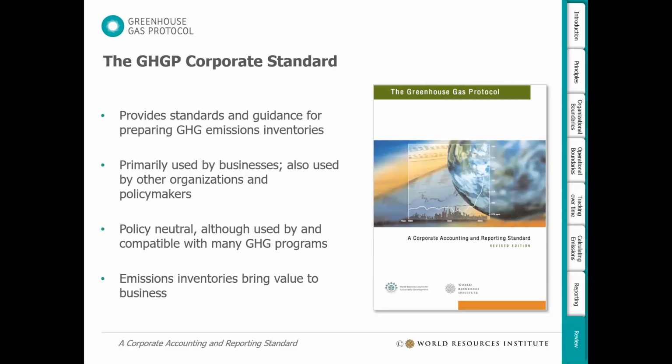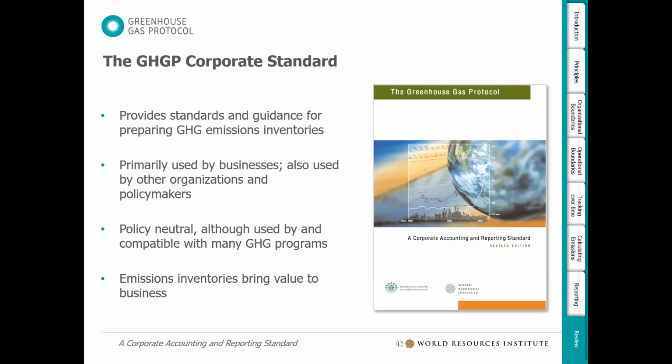A quick recap on the corporate standard. The corporate standard was originally published in 2001. A revised edition followed in 2004. It's a fully global standard available in 7 different languages, and it forms the basis for virtually every corporate level GHG reporting program around the world, and is used by at least 86% of the Global 500 companies. So the point being, it is a fully global standard.